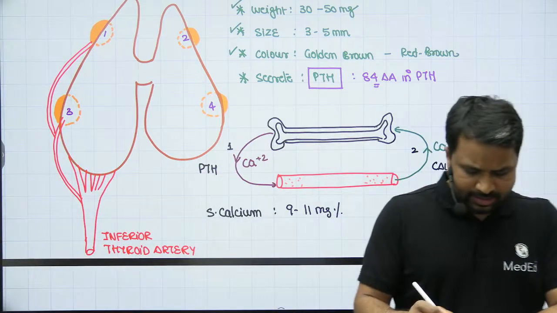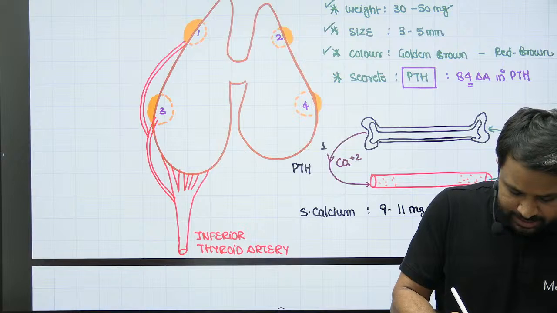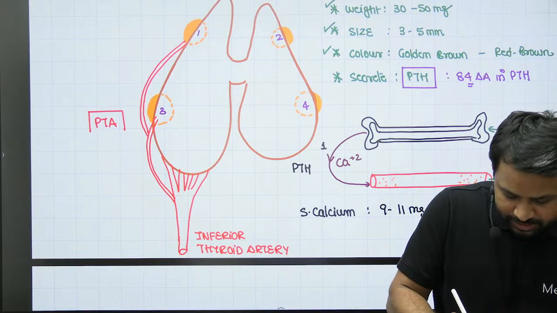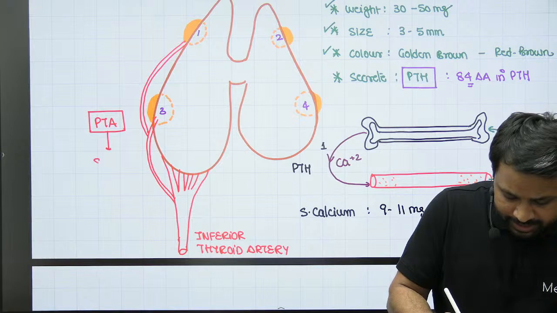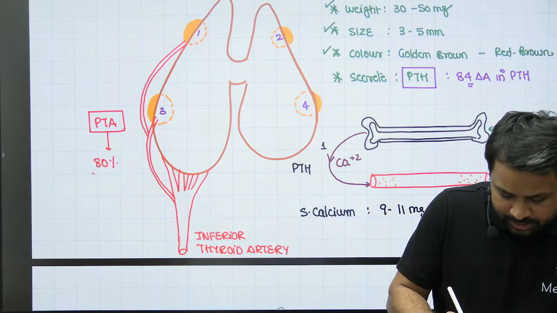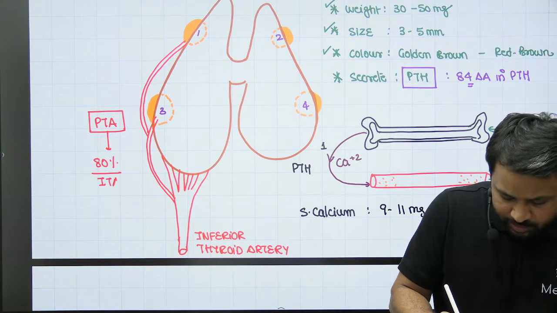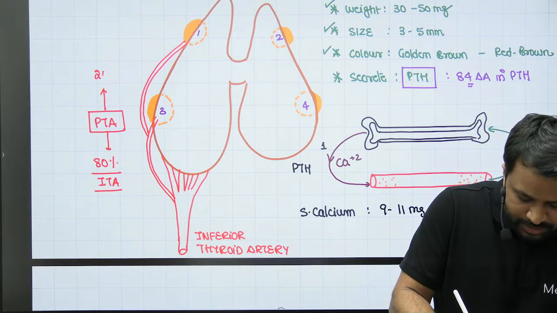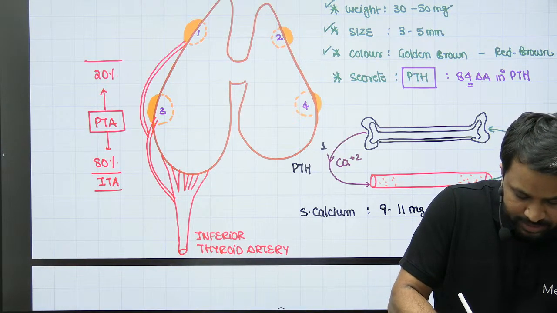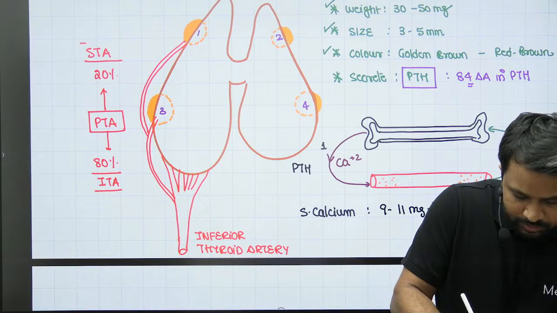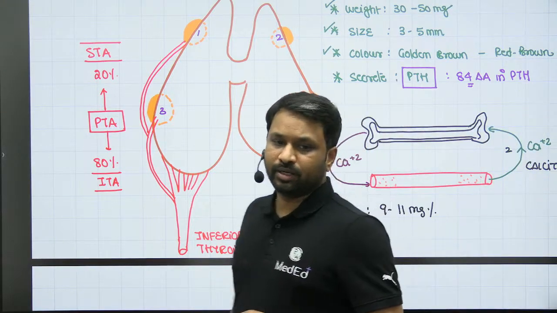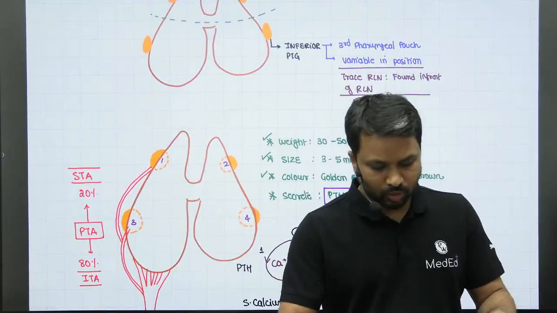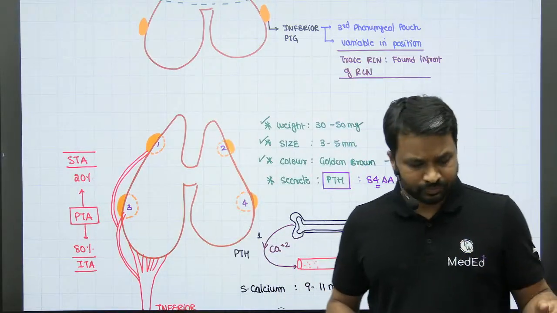So when I say this is the parathyroid artery, remember 80% of the times, I'll just divide it this way, 80% of the times the parathyroid artery is derived from the inferior thyroid artery, and 20% of the times it can be derived from the superior thyroid artery as well. So that is the basic that you need to know with respect to the parathyroid gland.